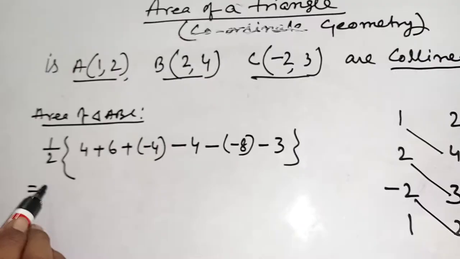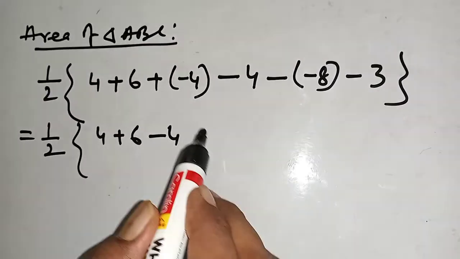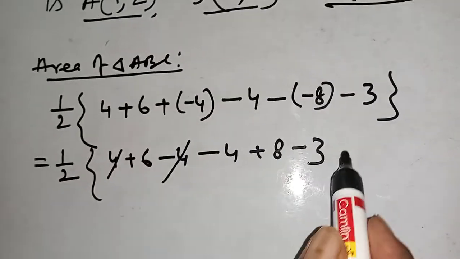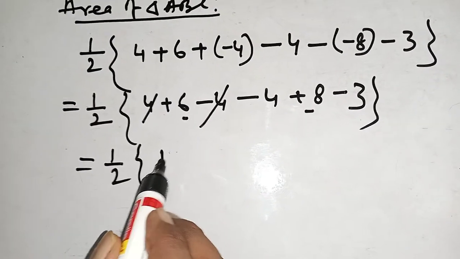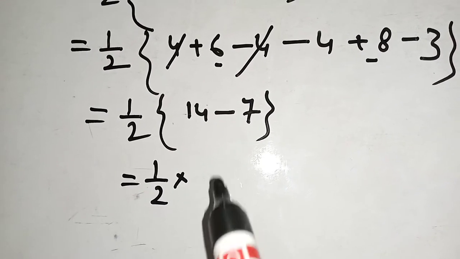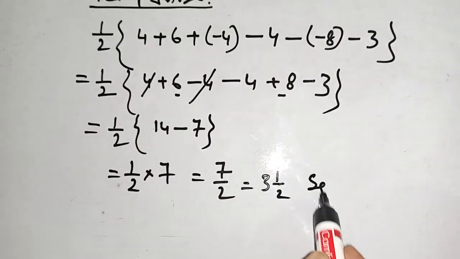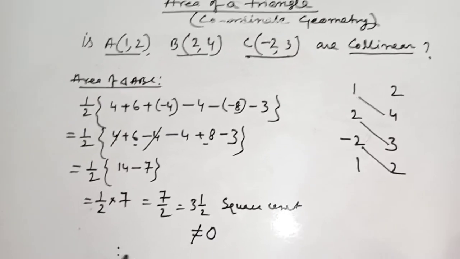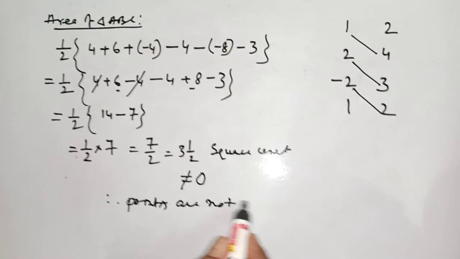Now calculation. 1 by 2, 4 plus 6, minus 4, minus 4, plus 8, minus 3, plus 4, minus 4, cancel. 1 by 2, 4, 6 plus 8, 14, minus 7. 1 by 2 into 7, that means 7 by 2 equal to 3 and 1 by 2 square unit. This is not equal to 0, that means points are not collinear.